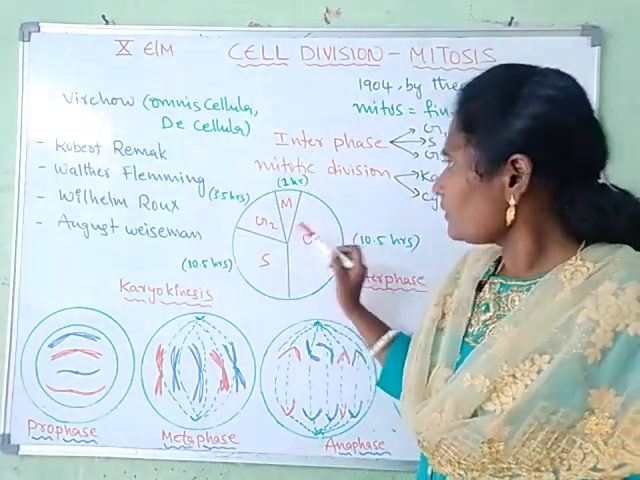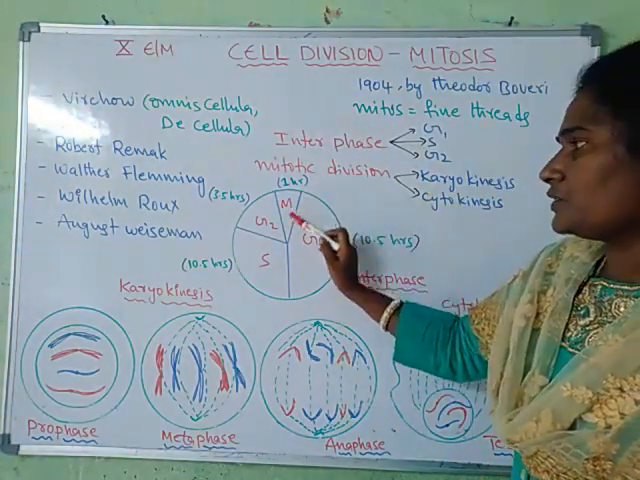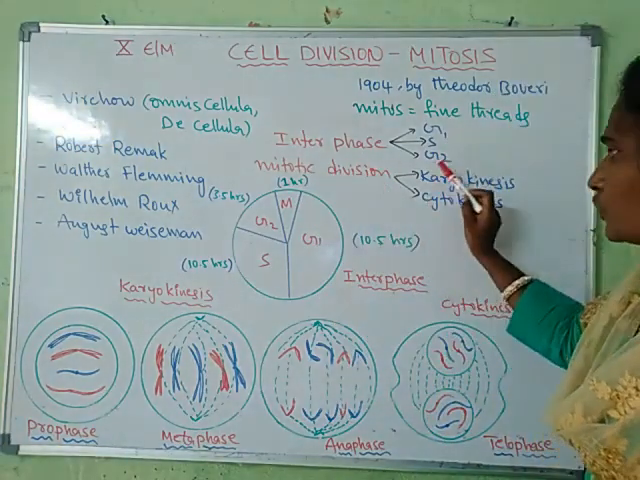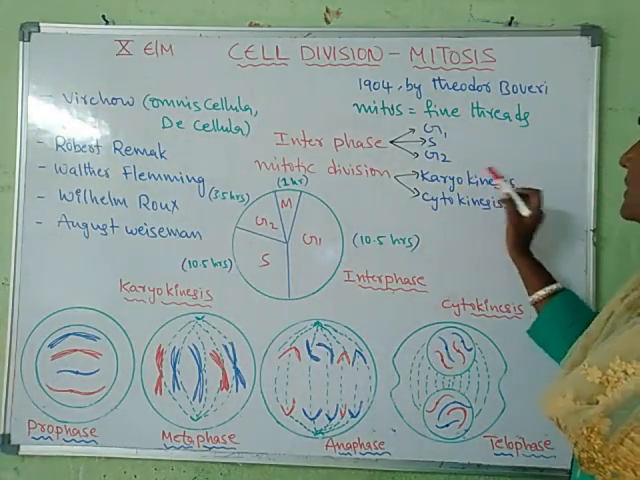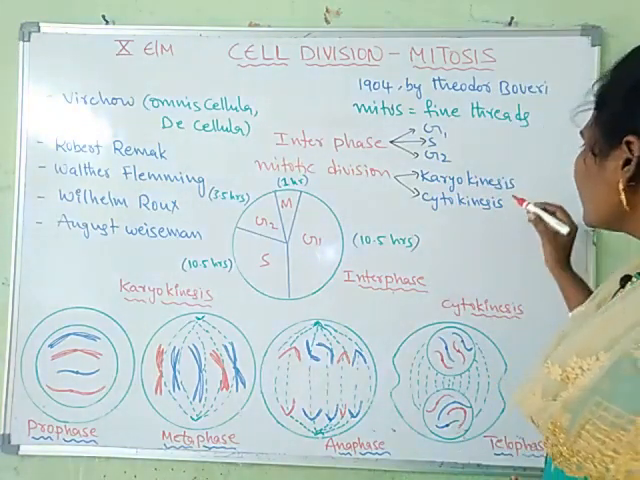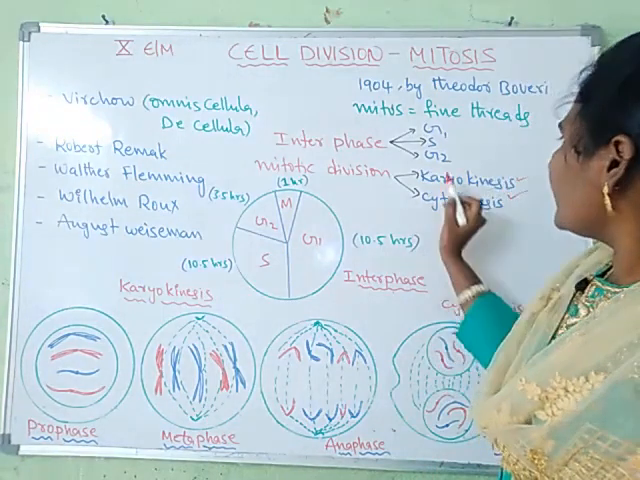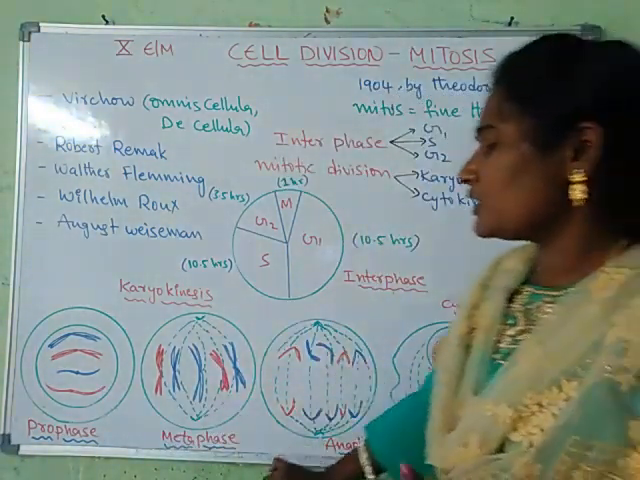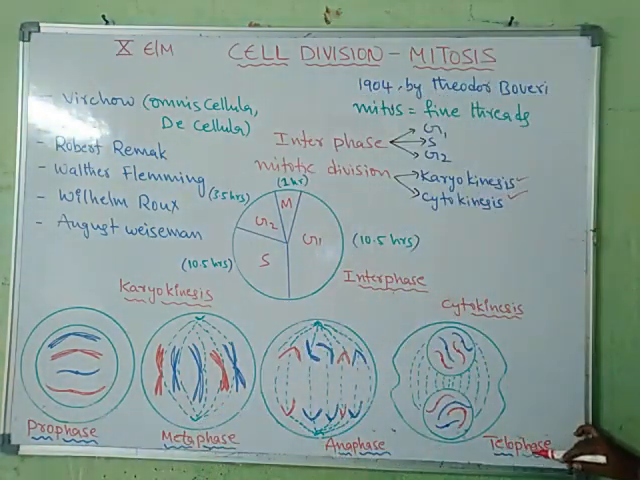So after completion of the interphase, there is a mitotic division, mitosis. Mitotic division occurs in two phases, karyokinesis and cytokinesis. Karyokinesis is a division of nucleus and cytokinesis is a division of cytoplasm. In karyokinesis there are four phases: prophase, metaphase, anaphase and telophase.